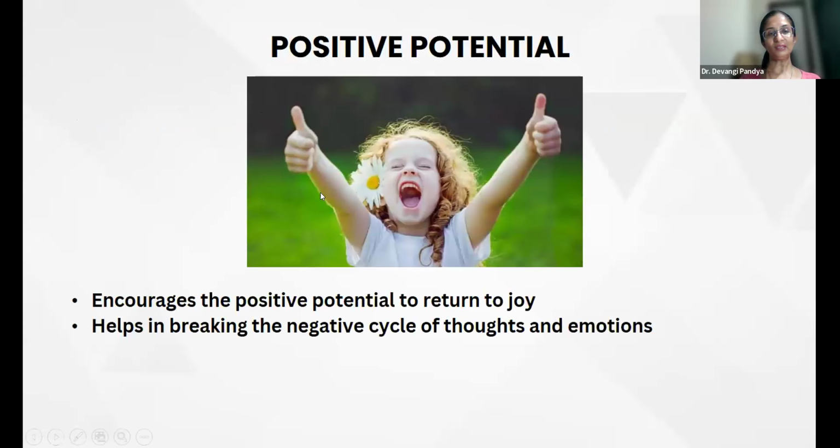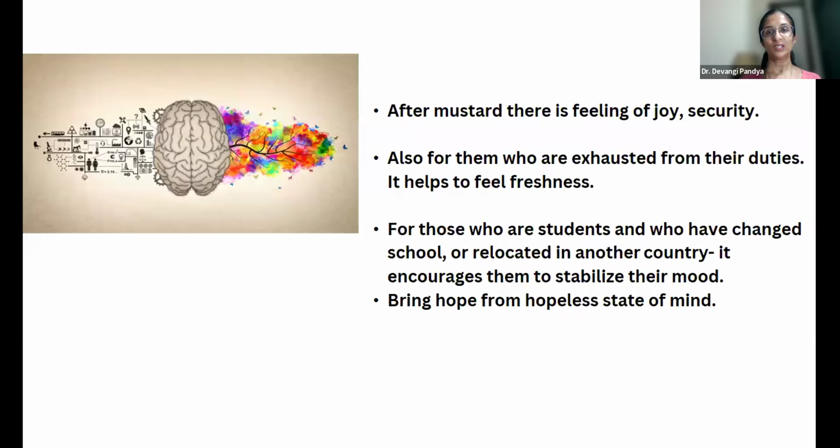So how can it affect? It will bring back the joy. Whatever is the main theme of that drug, the opposite would be the positive potential. It helps in breaking the negative cycle of thoughts and emotions. Here it is mentioning mood stability, which is what we discussed, and hopefulness from a hopeless state.